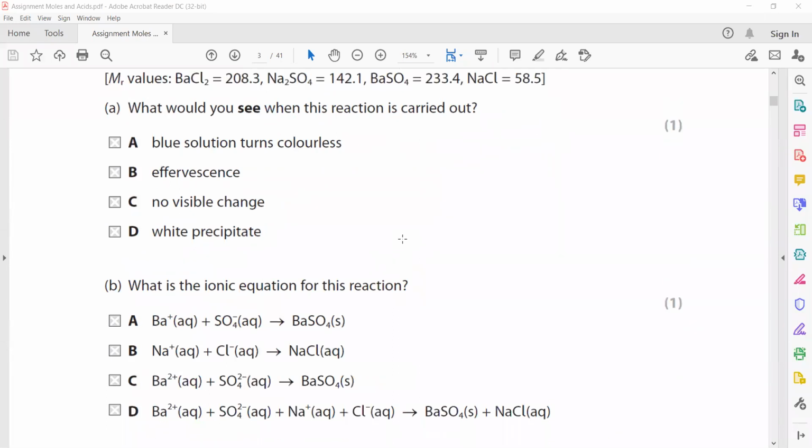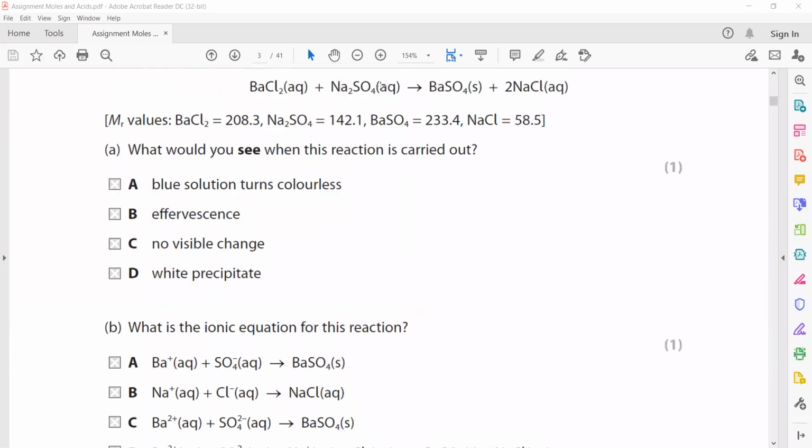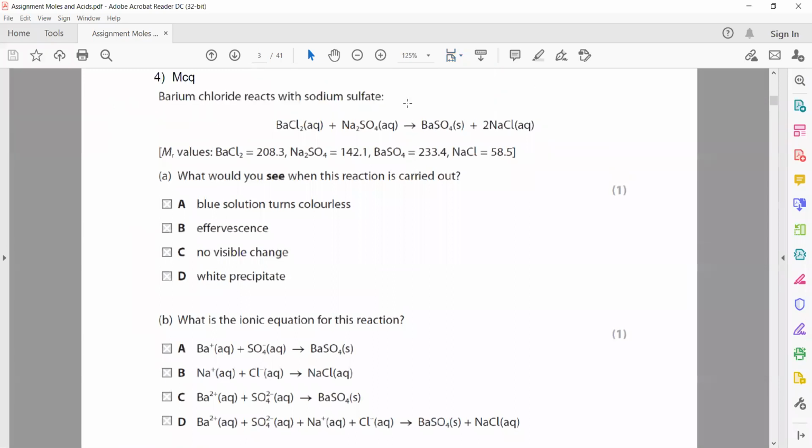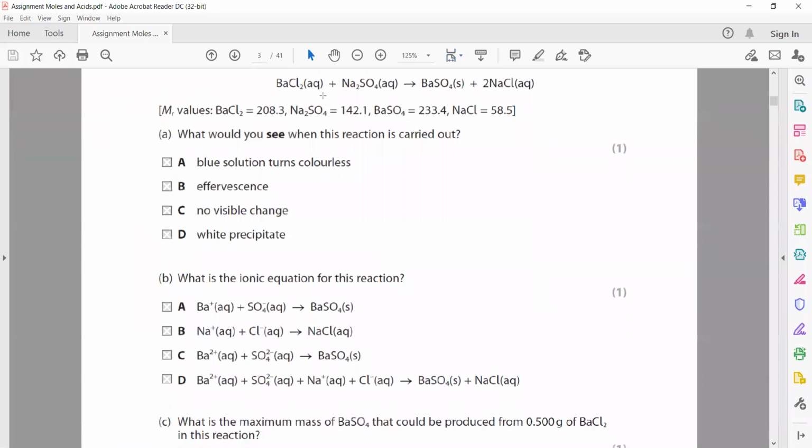What is the ionic equation for this reaction? So how can we write or work out the ionic equation? We cancel out the common ions in aqueous. Here we have chloride ion common, we cancel out. We have sodium ion common, we cancel out. So we are left with barium ion and sulfate ion, which result in the formation of barium sulfate. So barium ion reacts with sulfate ion to give barium sulfate. So C is the right answer.